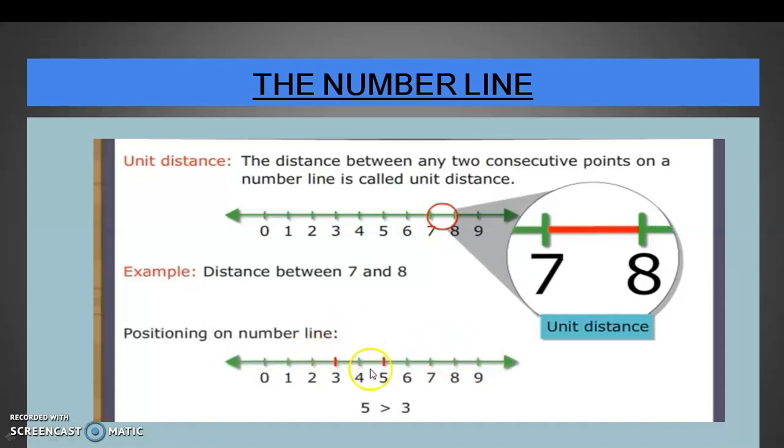You can see 3 and 5 have been marked on the number line. Since 5 is lying towards the right side of 3, 5 is greater than 3.